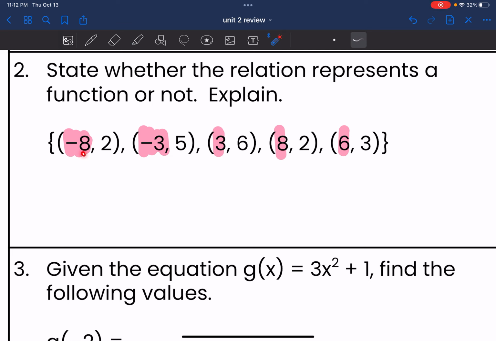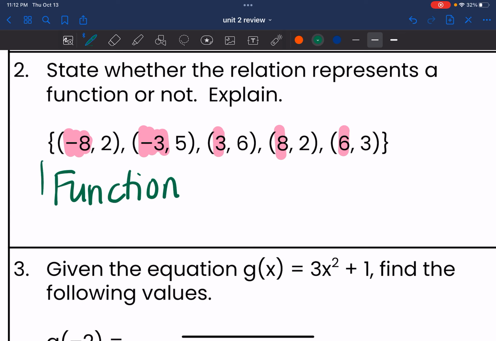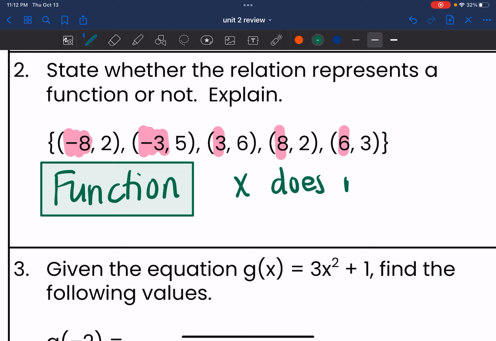And what I notice is that all of them are different. So yes, this is -8 and this is 8 here, but this one's negative and this one's positive, making them different. So since all of the x values are different, yes, this is a function. A simple way to put it is that the x does not repeat.